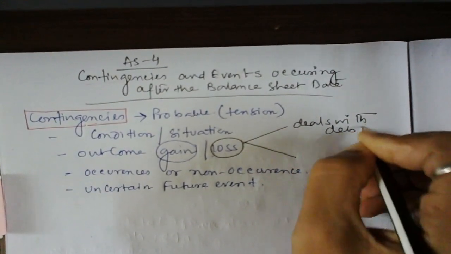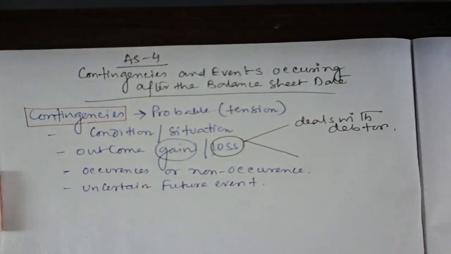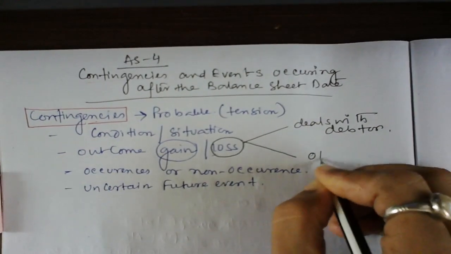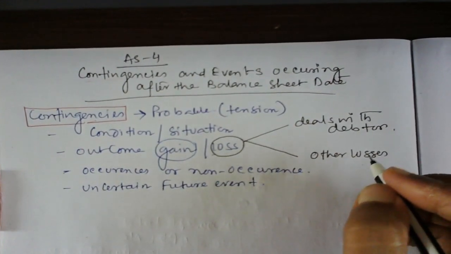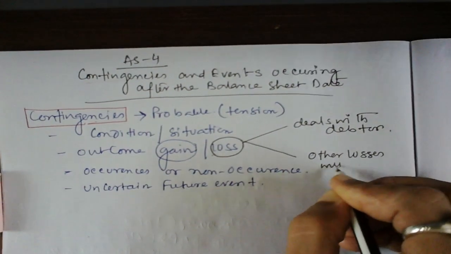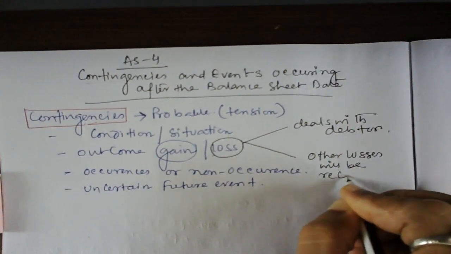Whatever losses we have related to the debtor, we are only talking about that here, and other losses we are going to talk about in AS 29. Other losses will be recorded as per AS 29.